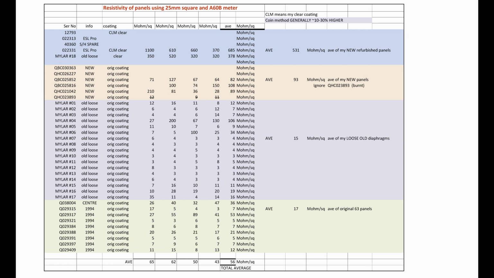Some of the original ones that are in the 15 megohm per square, if I can rebuild them without having to take the diaphragm off, I probably will. And so just leave them the same as they are, and not try to recoat them with a much higher resistivity.